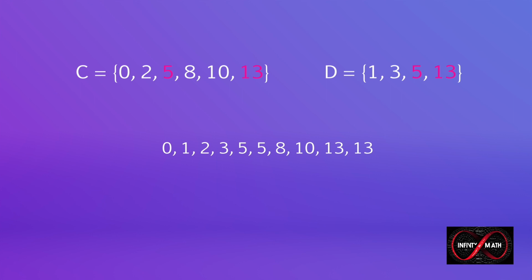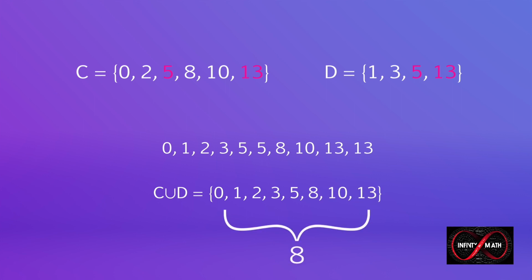Remember, a set cannot include duplicate or equal elements. The union of C and D therefore looks like this. C union D is 0, 1, 2, 3, 5, 8, 10, 13. There are 8 elements altogether.